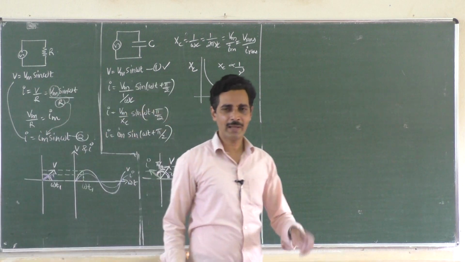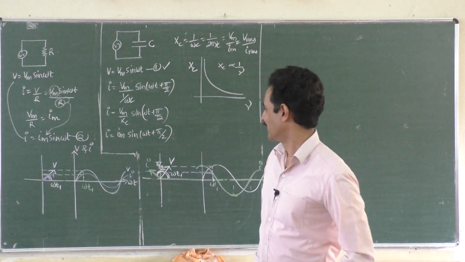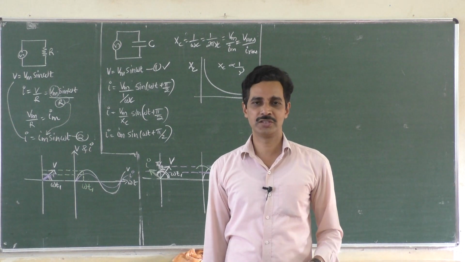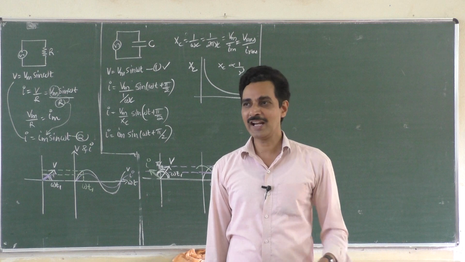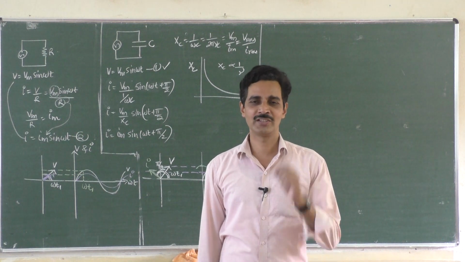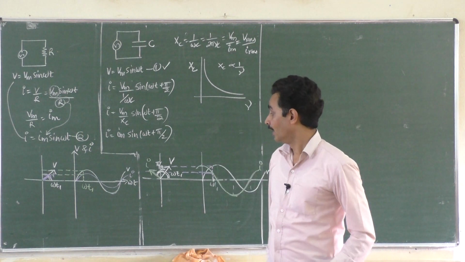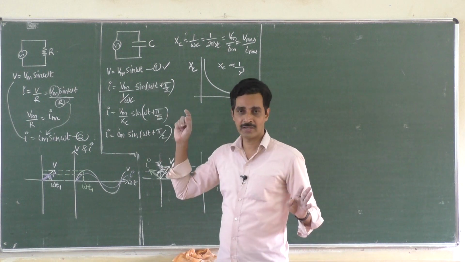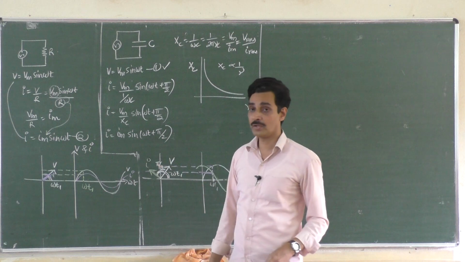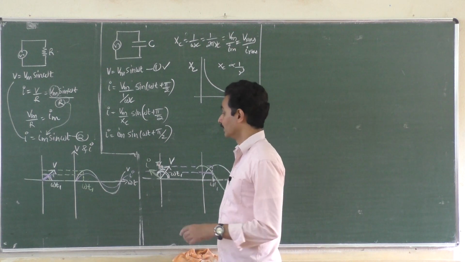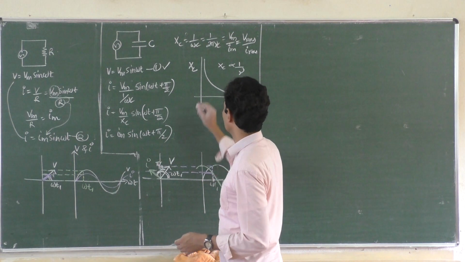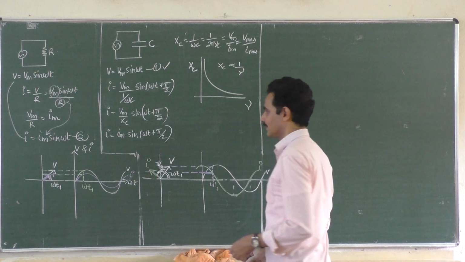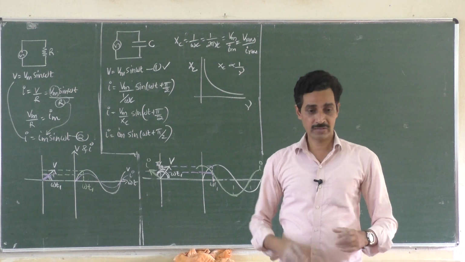So in a purely capacitive circuit, current leads the voltage by pi by 2. The equations for current and voltage are: voltage is V equal to Vm sin omega t as usual, I is equal to Im sin (omega t plus pi by 2), and the capacitor offers a reactance X equal to 1 by omega C.